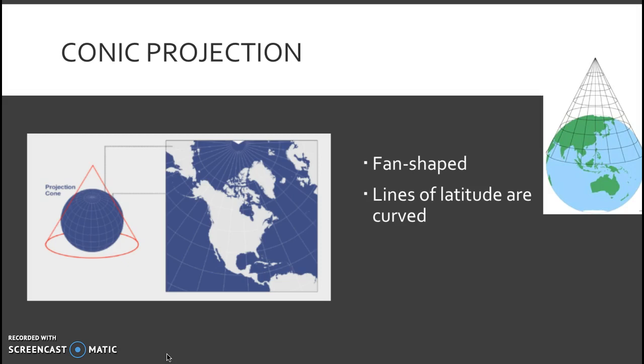Imagine folding a piece of paper into a cone and placing it over the globe. The conic class projection is often used to represent the contiguous United States because it results in a standard line in the mid-latitudes. Here, lines of latitude appear curved.